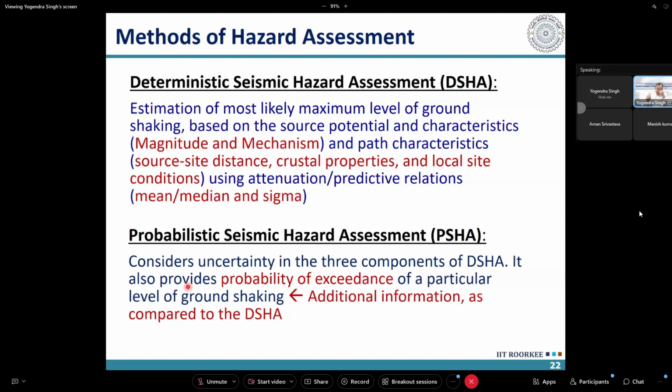So a probabilistic seismic hazard assessment study has been conducted for the whole country, and based on that, a PSHA hazard map has been prepared. In probabilistic seismic hazard assessment, as we understand, in addition to the amplitude of shaking or the response, it also provides the probability of exceedance. So it considers all the uncertainties and the variabilities which are there in the data, using which we perform the seismic hazard assessment, and then converts that into probability of exceedance in a particular time. So generally, this time is taken as 50 years. That is the design life of a structure, and this is the additional information we get as compared to DSHA.